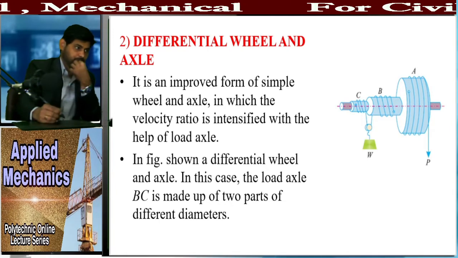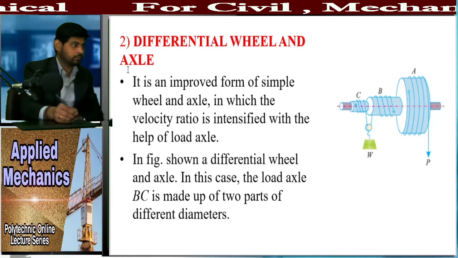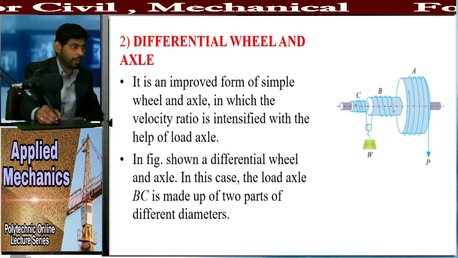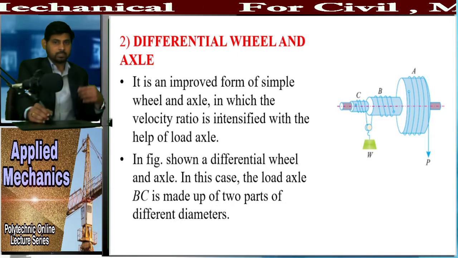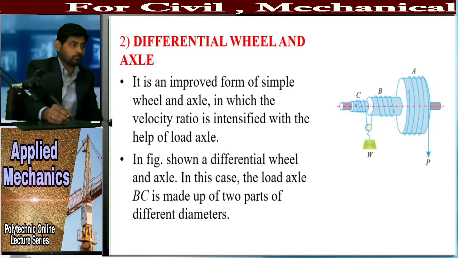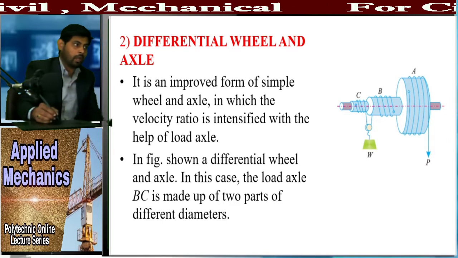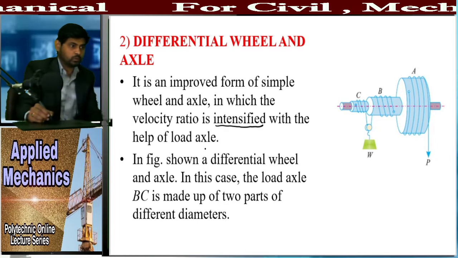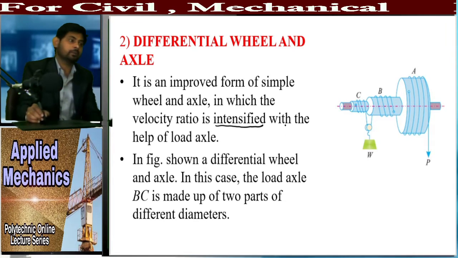So see here, it is an improved form of the simple wheel and axle. This is nothing but the improvement of the simple wheel and axle. This is the advancement of the simple wheel and axle, in which the velocity ratio is intensified with the help of the load axle. So here we have intensified the velocity ratio. There is some improvement over the simple wheel and axle, that is the differential wheel and axle.